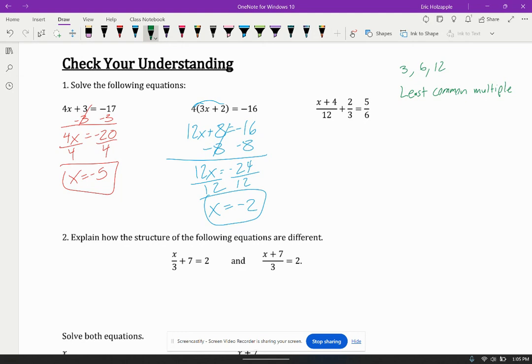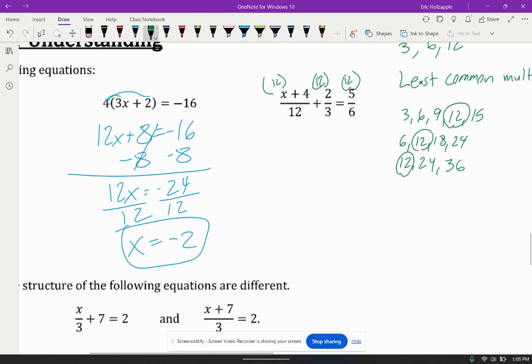Well, I know 3 is 3, 6, 9, 12, 15. 6 is 6, 12, 18, 24. And then 12 is 12, 24, and so on. So if I just list out all the numbers I just said, we end up here. And what is the first number that they all have in common? It is 12. Okay, so that's what we're going to multiply by in the very beginning to get rid of all of our fractions.